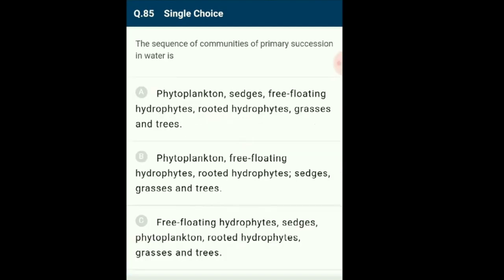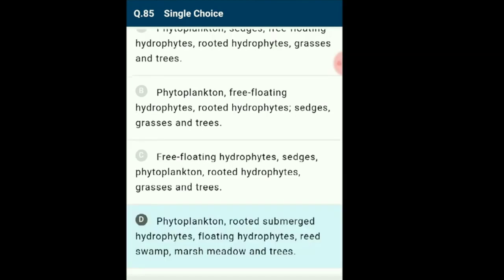Question number 85. The sequence of communities of primary succession in water is? In the primary succession in water, the pioneers, the small phytoplanktons, are replaced with time by rooted submerged plants, then by floating hydrophytes, sedges, grasses, and finally trees. So the answer for this question is option D: phytoplankton, rooted submerged hydrophytes, floating hydrophytes, reed swamp, marsh, meadow, and trees.